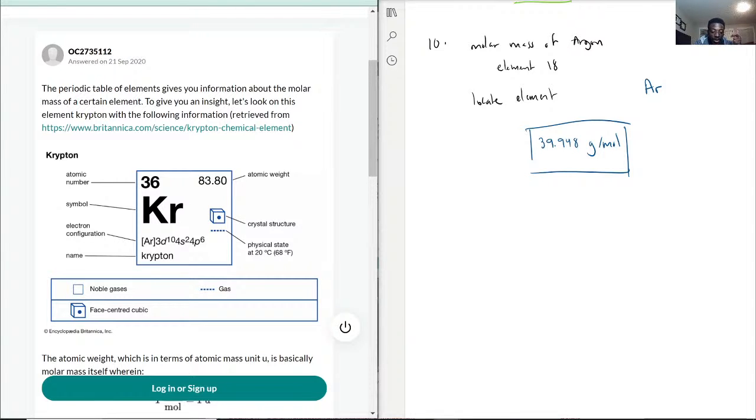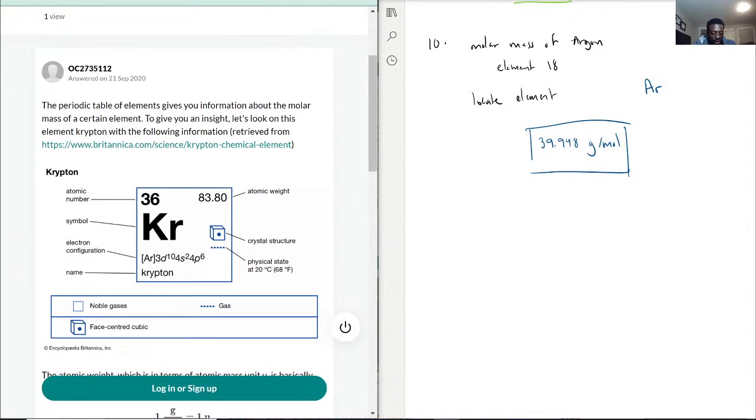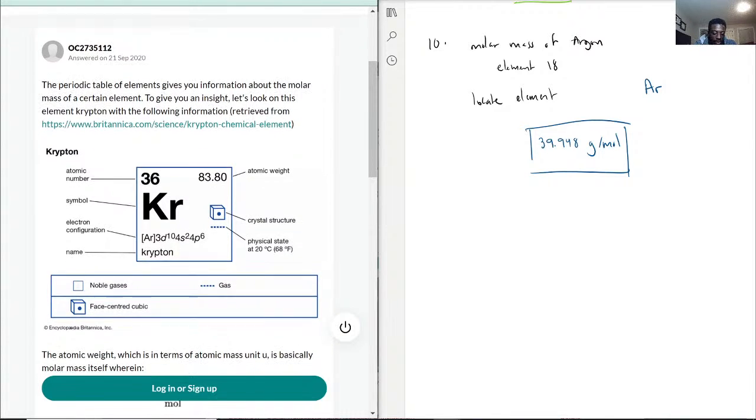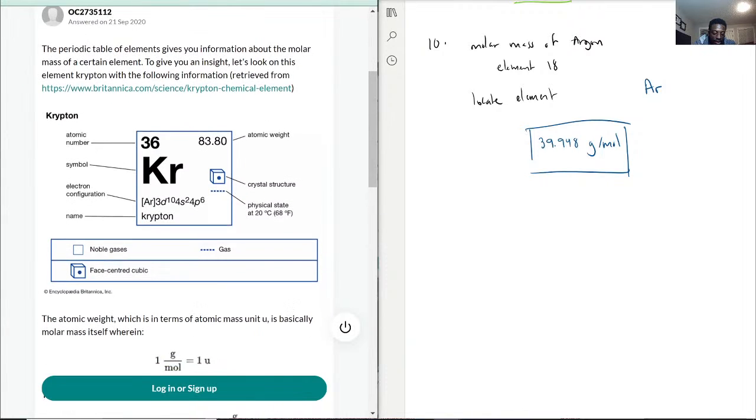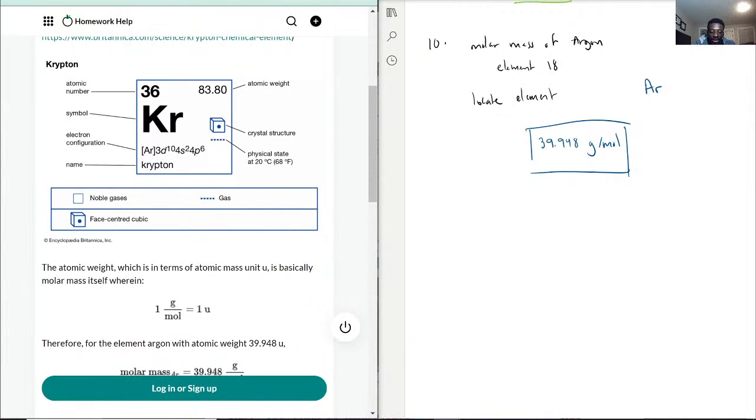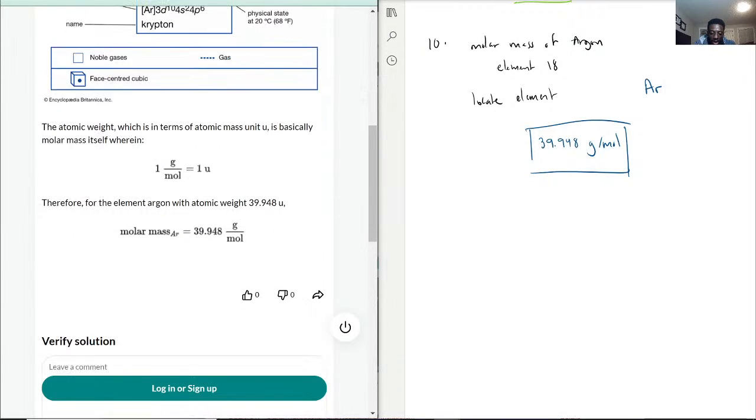So it's talking about the periodic table and the information it gives you. They're referring now to the atomic weight. The interesting part here is that the atomic weight would also equal the molar mass for elements that can appear as themselves. So exactly 39.948.